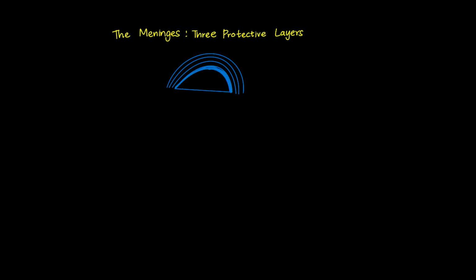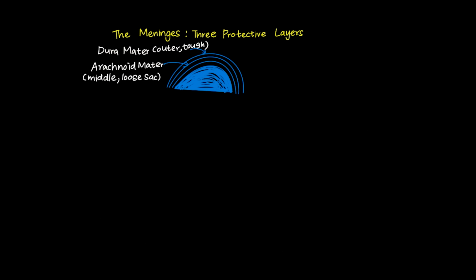3 membrane layers protect the brain and spinal cord. The meninges, from outside in: dura mater, arachnoid mater, pia mater. The question asks about the innermost layer that sits directly on the brain surface and is thin and permeable. That's the pia mater. It's a delicate fibrous tissue that lets water and small solutes pass through so blood vessels can penetrate it and feed the brain.